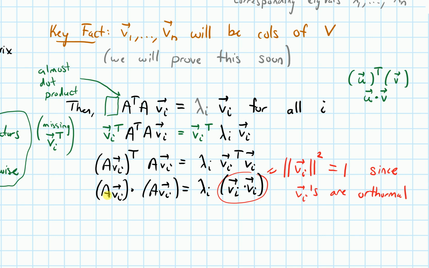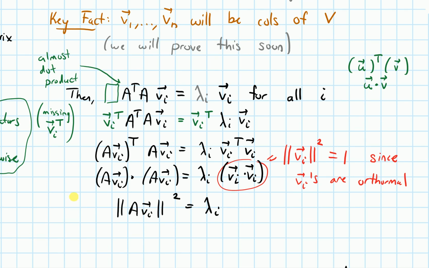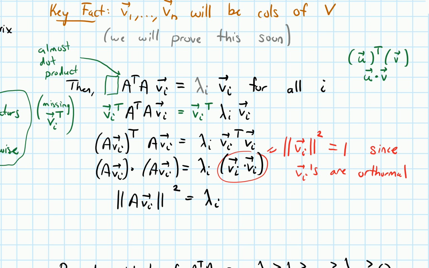Okay, so if we rewrite the left-hand side as a length, that'll be the length of A V_i, squared. And on the right-hand side, this equals lambda_i. So the length of A V_i squared equals lambda_i. So this gives us a relationship between A, the eigenvectors of A transpose A, those are the V_i's, and these eigenvalues, and it relates it to lengths.